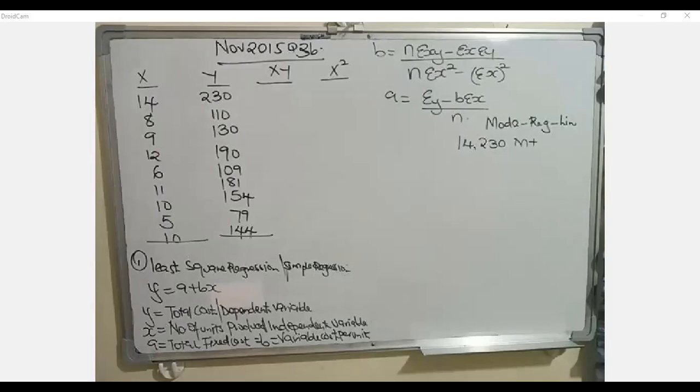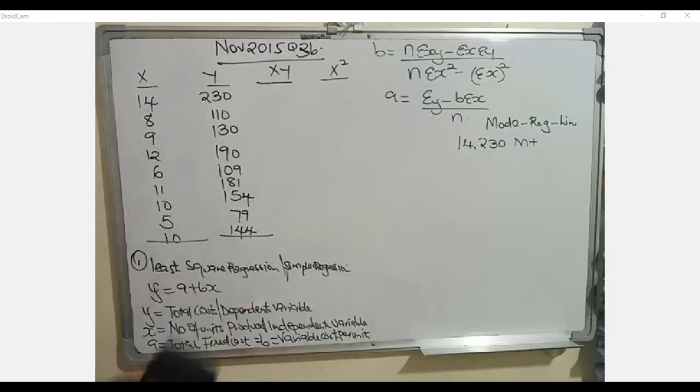12, 190. M plus. 6, 109. M plus. 11, 181. M plus. 10, 154. M plus. 5, 79. M plus. 10, 144. M plus. Calculator displays what? N is equal to 9. So ukiangalia data yako 1, 2, 3, 4, 5, 6, 7, 8, 9. Sindio? Yes. Imagine you can switch that calculator and when you wake up tomorrow, it will be able to give us that data.